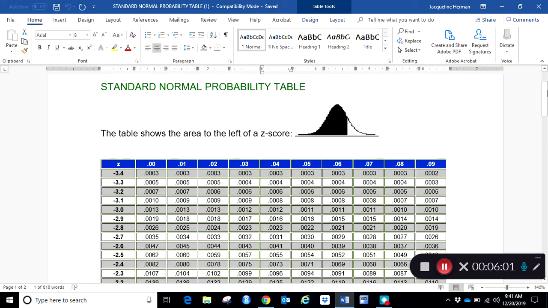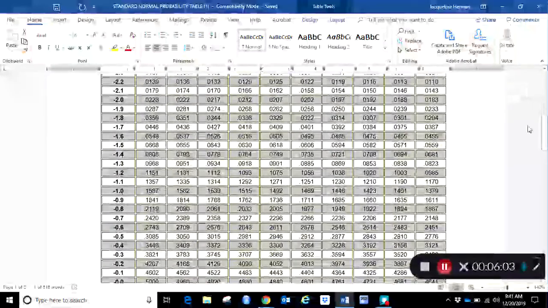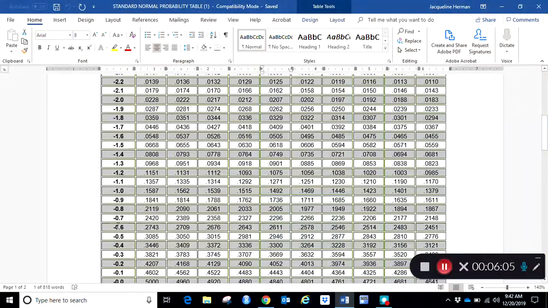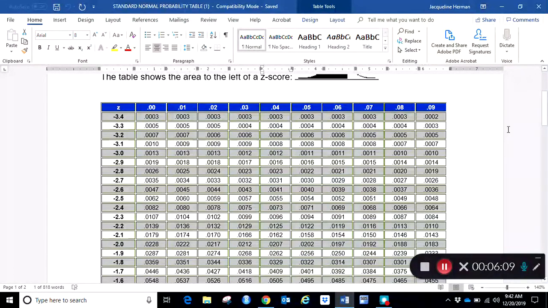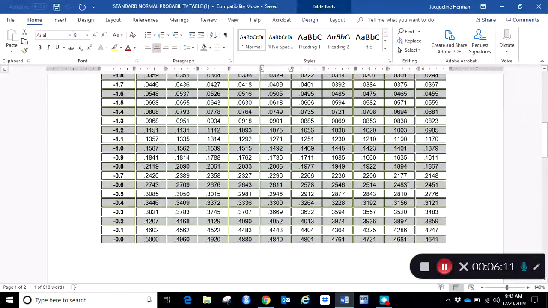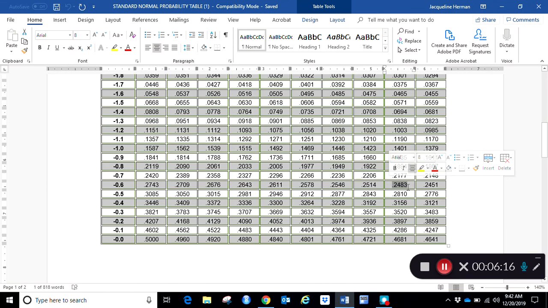Again, we should be on the negative side of our z table here. Here's our negative 0.6 row. And our 0.08 column is the second to last one here, corresponding to this value of 0.2483.